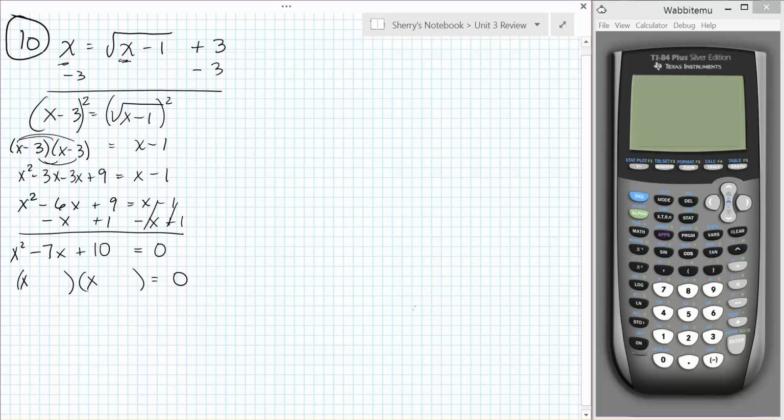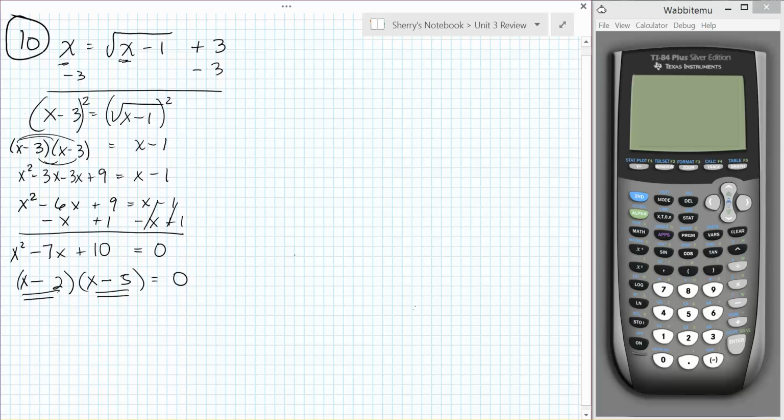To get x squared, it's x times x. To get 10, I can try 2 and 5. And because that's a minus 7, we can try minus 2 and minus 5. Do a quick double check. x squared minus 5x minus 2x gives me the minus 7x I need, and negative 2 times negative 5 gives me a positive 10. So that factoring worked pretty well. That solves the problem a little bit faster.